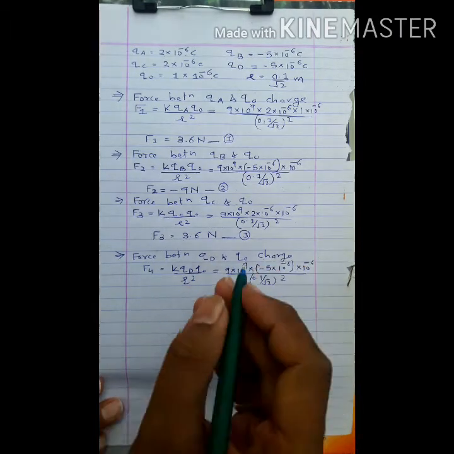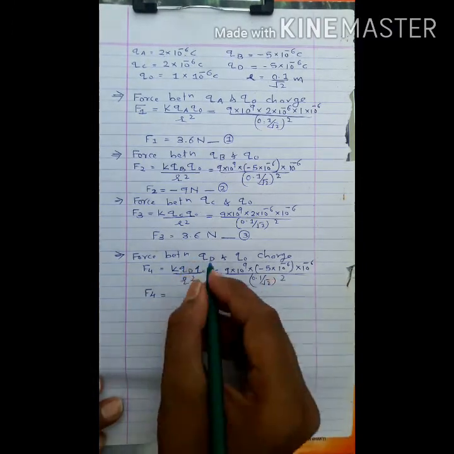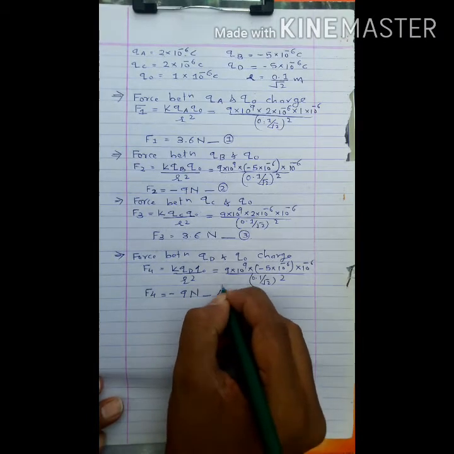Okay, this is our negative charge, so this force is also negative. F4 is equal to, okay, minus 9 Newton. So this is our fourth force.